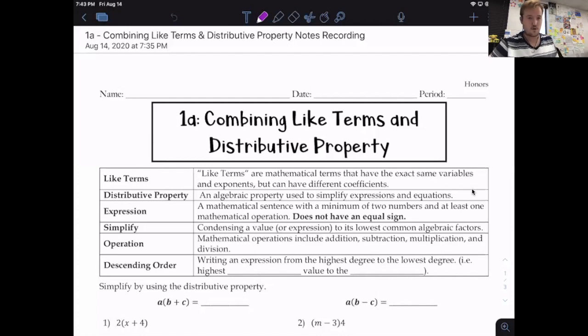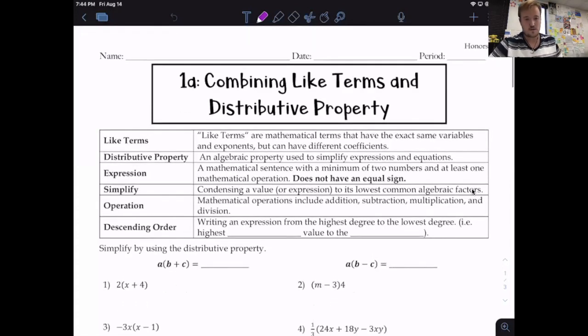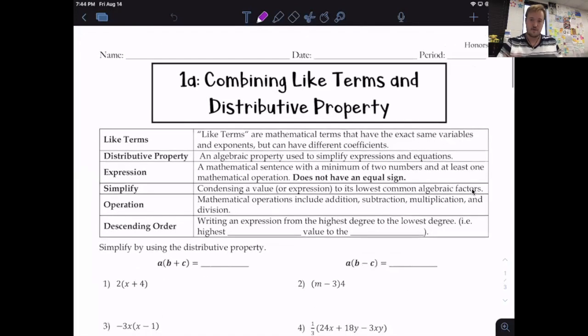All right, so in this lesson, we're going to be covering the very first lesson of algebra. So this is going to be about combining like terms and the distributive property. So just looking up here, we have some terms and some definitions for you to read over and look over. So like terms are mathematical terms that have the exact same variables and exponents. However, the coefficients, the numbers in the very front, can be different.